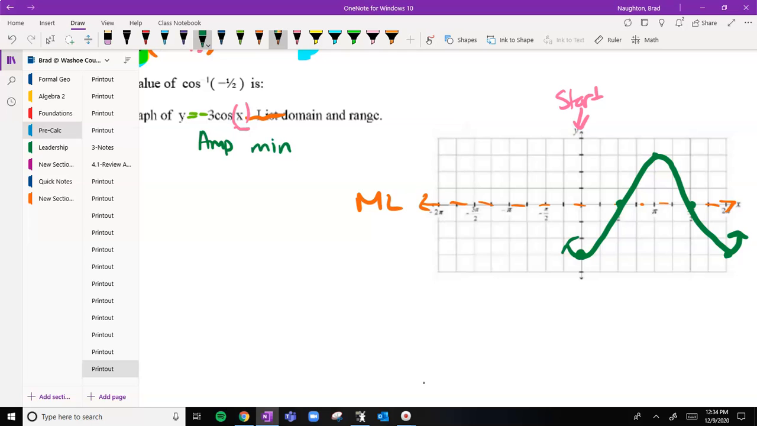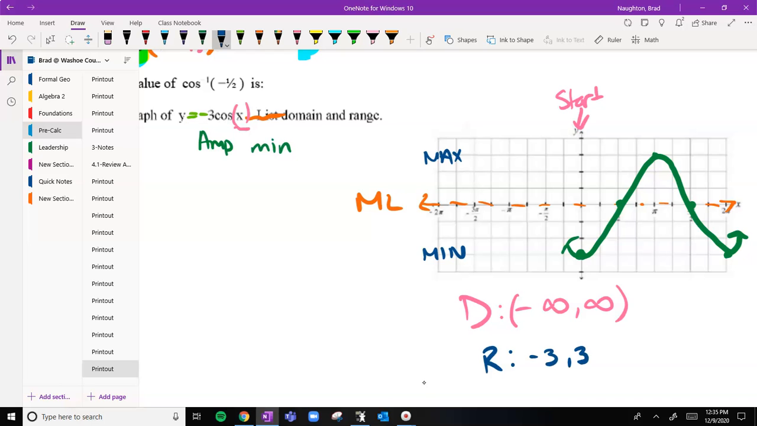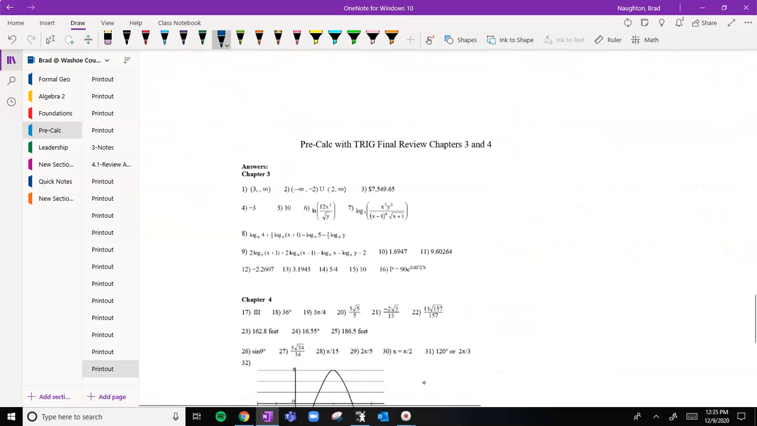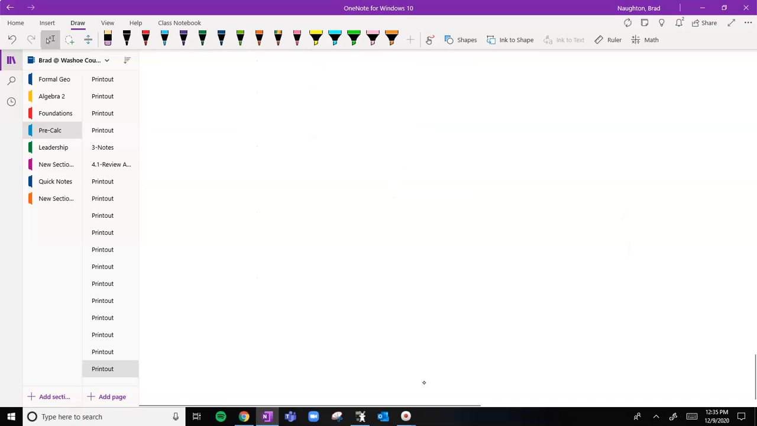Cool. So domain, it's going to be an oscillating curve forever. So that's from -infinity to infinity. Now my range is going to be our min and our max here. So my range is going to go from -3 to 3. And since it includes both of those values, it gets brackets. Cool. Alrighty, moving on to the next part here.